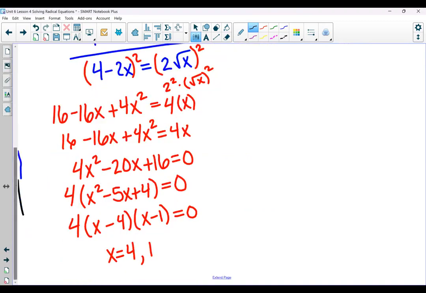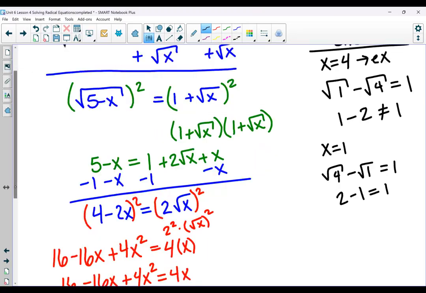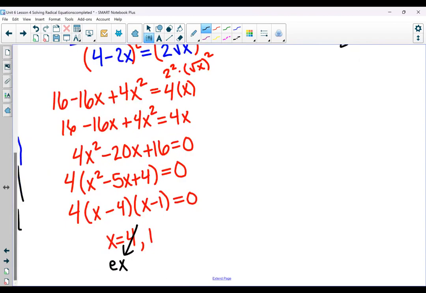I like to mark them down here and say, okay, that didn't work. This is extraneous to remind myself when I record my final answer. I also have to check x equals 1 because both of them could be extraneous. That has happened before. So if x is equal to 1, I get the square root of 4 minus the square root of 1 is equal to 1. That is 2 minus 1 equals 1. So x equals 1 is the answer to this problem. In the end, x equals 1 is the solution.